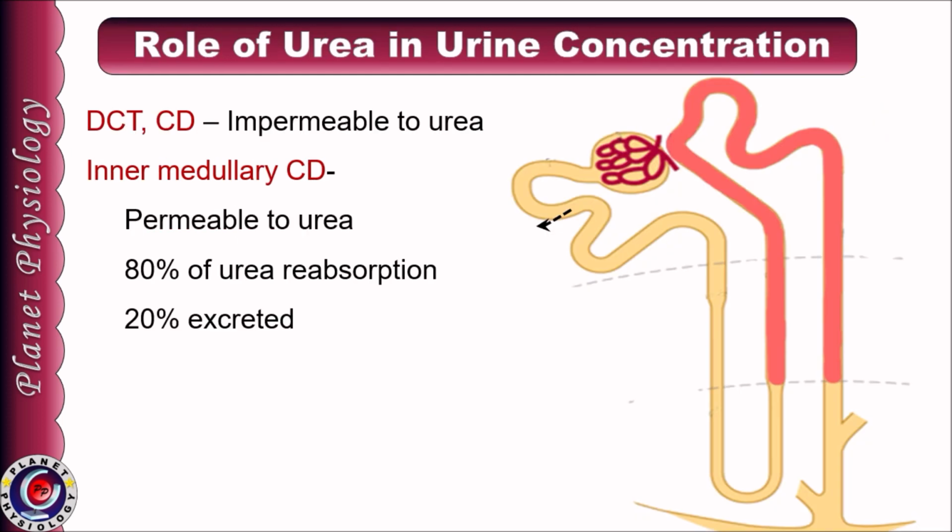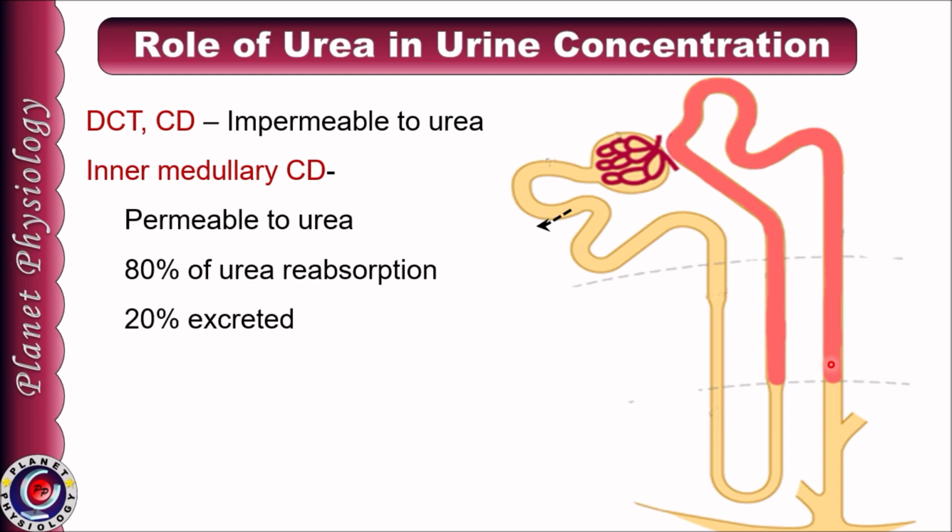Of the urea filtered from Bowman's capsule, about 50% is reabsorbed from the proximal convoluted tubule and the remaining passes to the loop of Henle. As the descending limb of loop of Henle absorbs only water but not solutes, urea gets concentrated in this segment and moves to the next segment. All the segments from the thick ascending limb of loop of Henle till the outer medullary collecting ducts, as shown in red color in the diagram, are impermeable to urea and hence its concentration further increases in these segments.